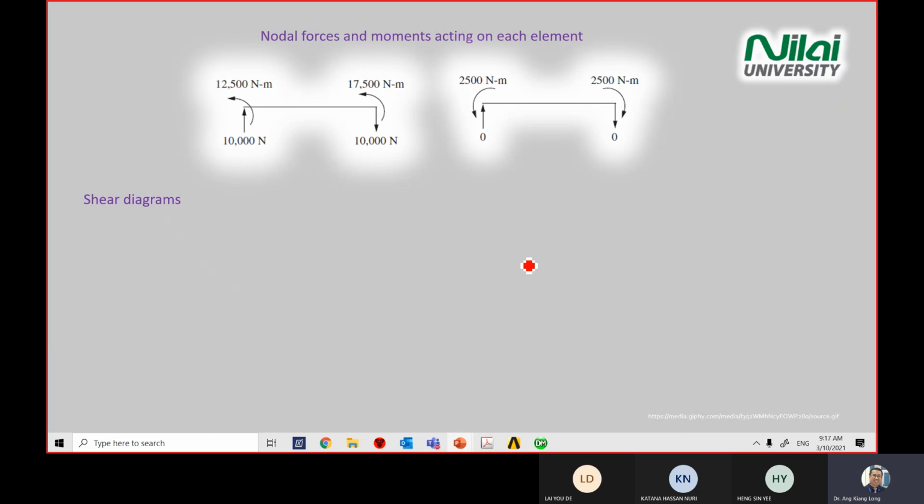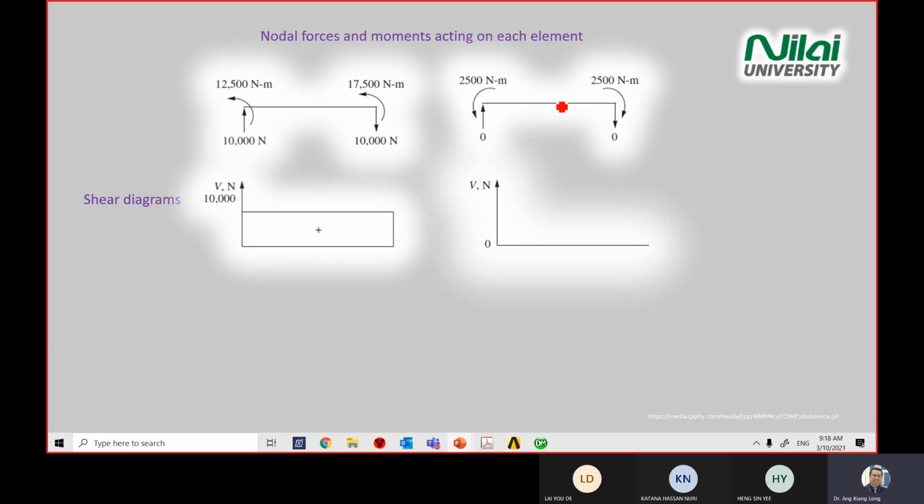Then after that, you need to know how to convert into shear diagram. So shear diagram is vertical shear loading. Is a shear loading versus length. So shear diagram for element 1, you will start with positive because it's going up, positive 10 kilonewton all the way until the end. Then there's a negative sign going down, so your force going down, your shear force going down. Same with the element 2, because there's no loading, F equal to 0 in the diagram. So you just draw the axis, V versus length, and you put 0 over there. This is for shear diagram.